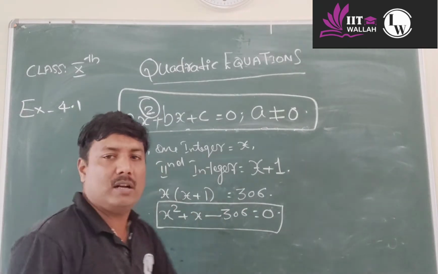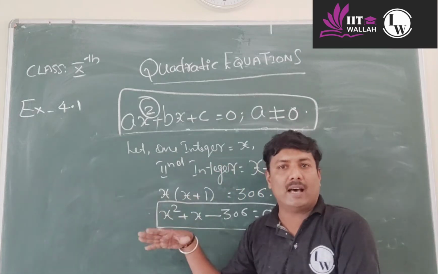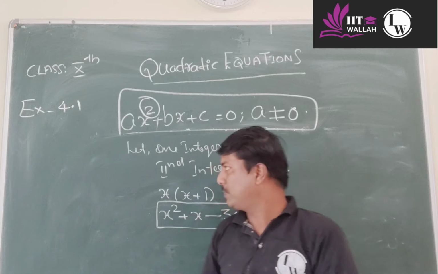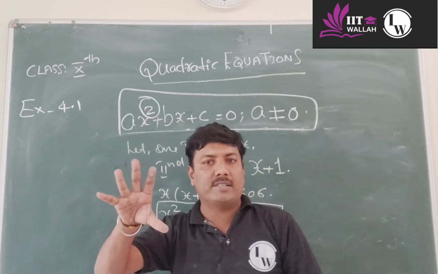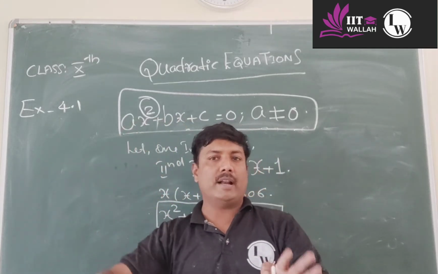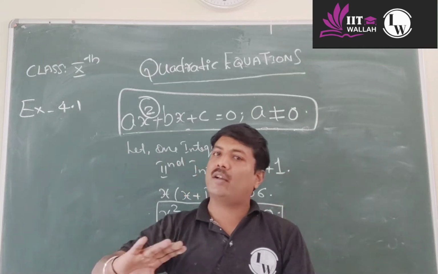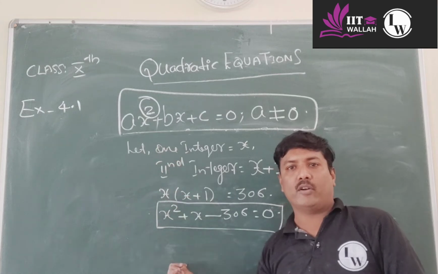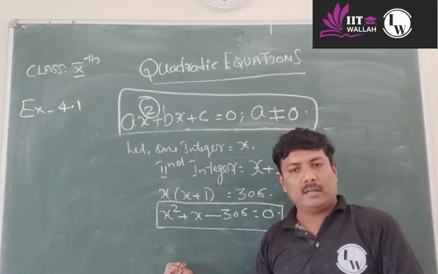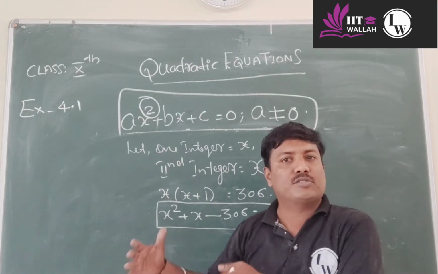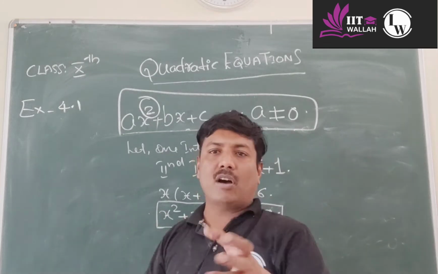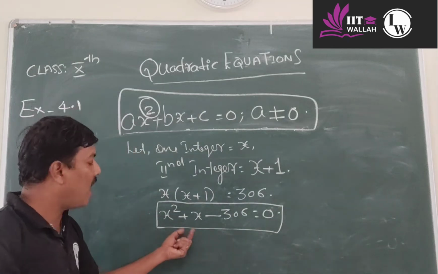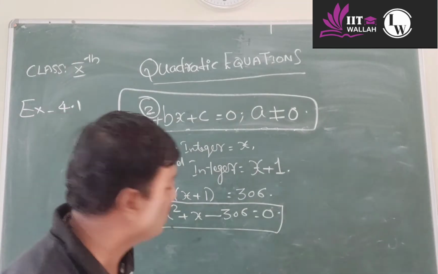Okay, now we need to solve this. That I will explain when we are explaining the different methods of solving. Now you just understand what a quadratic equation is, how we can check whether an equation is quadratic or not, and how we can form the quadratic equation. The remaining thing is solving it. How we can solve, we will discuss in the next question. Okay. So this is how we can make it.